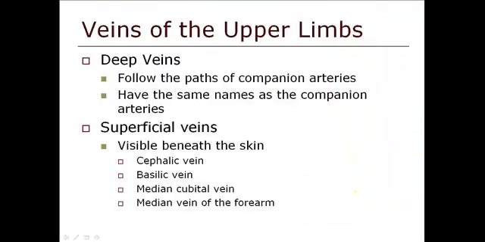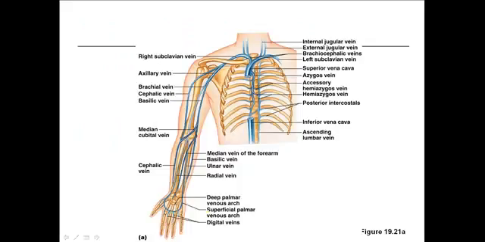Pretty simple. The deep veins follow the paths of the companion arteries and are named exactly the same. The superficial veins, these are the ones that you can see, and they have different names. So the ones in your arms are cephalic and basilic, and then the median cubital, and the median vein of the forearm. So that's all you need to know.